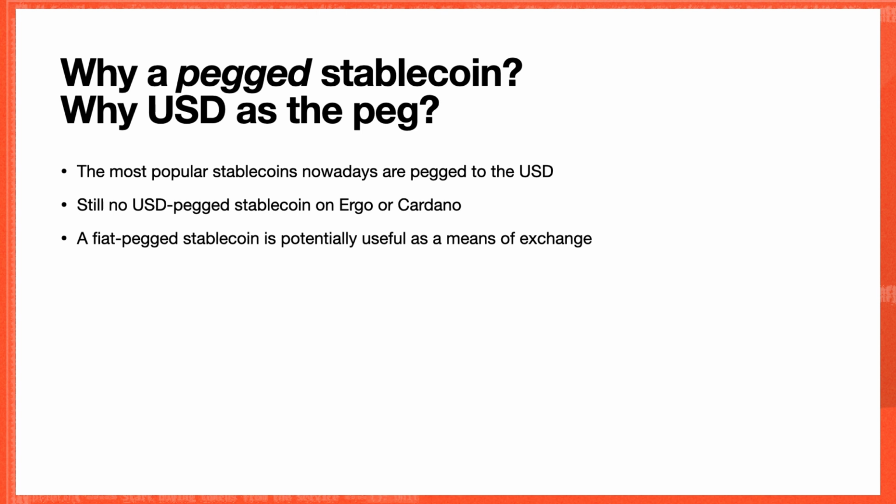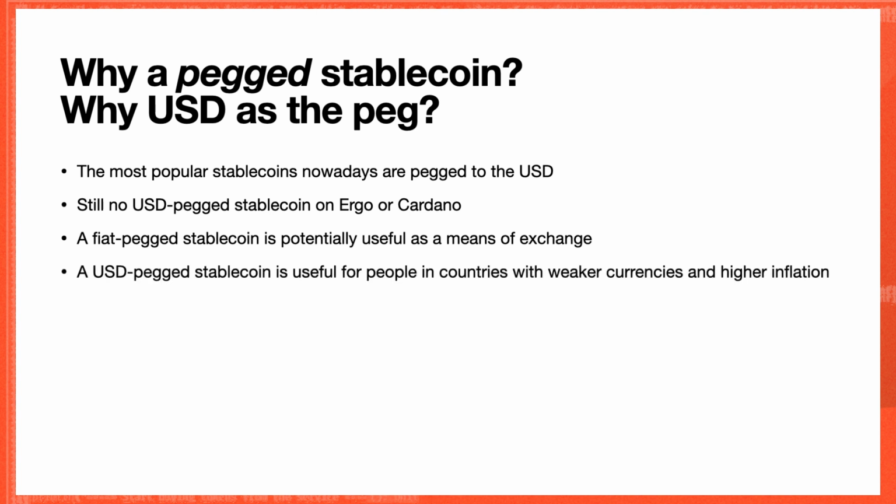We also wanted a stablecoin pegged to a fiat currency because it's potentially useful as a means of exchange, right? Nowadays, we still use fiat currencies as a means of exchange in our daily lives for goods and services, and a stablecoin that is pegged to a fiat currency could be useful for those activities. Particularly a stablecoin pegged to the USD could be useful for people in countries with weaker currencies and higher inflation.